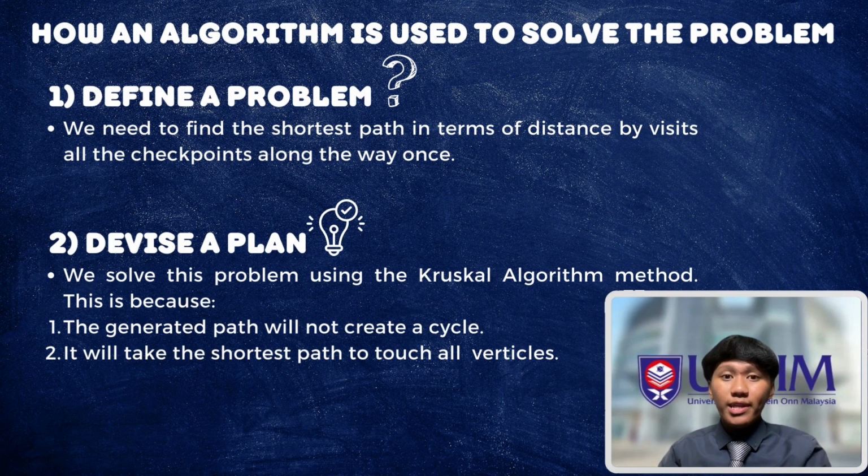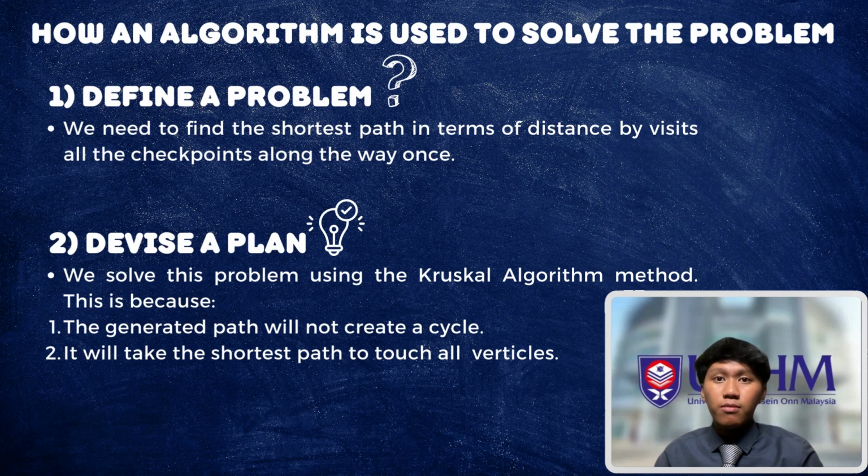Now, we need to demonstrate how an algorithm is used to solve the problem. First of all, we need to define a problem. The problem is we need to find the shortest path in terms of distance by visiting all the checkpoints along the way once. Next step, we need to devise a plan.